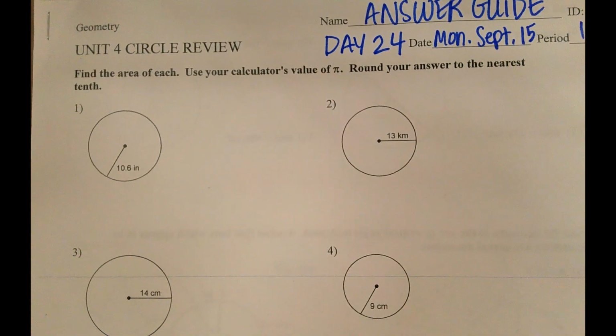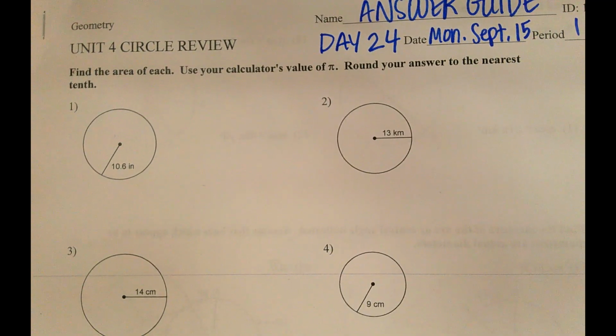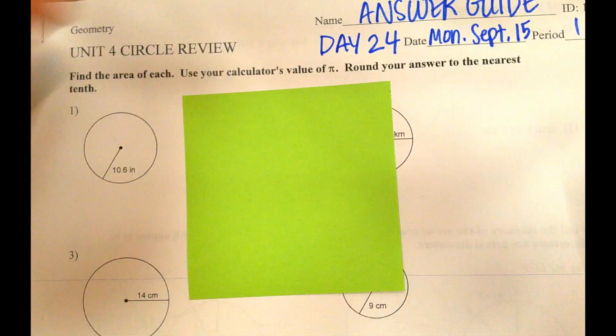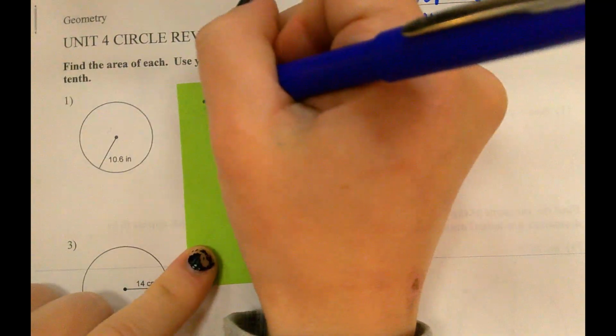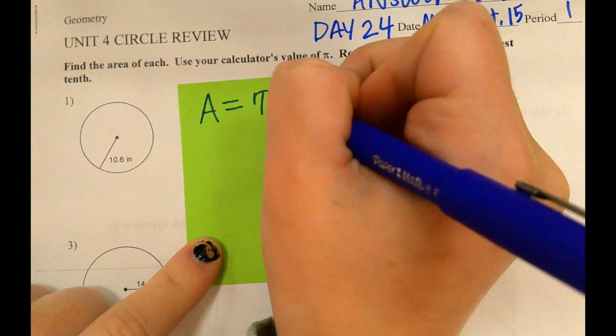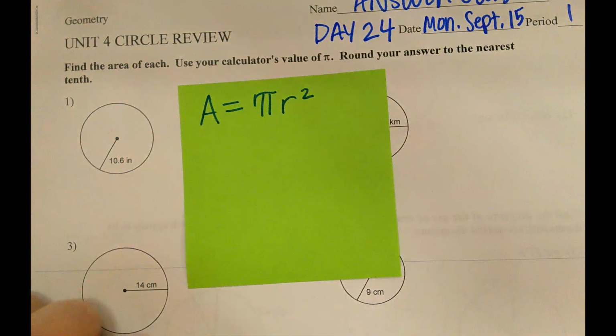So in this first section, you are finding the area of a circle, and you're supposed to use your calculator's value for pi. So if you just type 3.14, you're going to get an answer that's just a little bit off. First of all, if we're going to be finding area, we're going to need the area formula. So I'm going to make a note of that. Area equals pi times your radius squared.